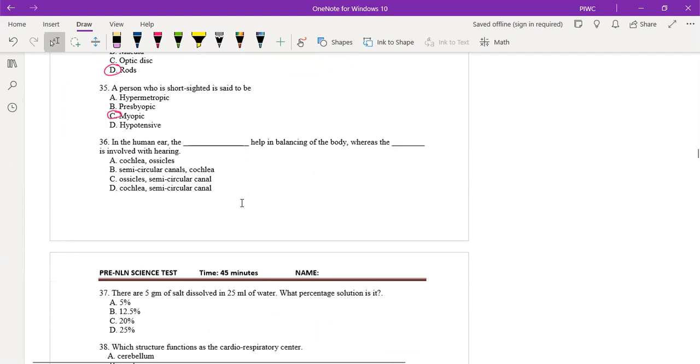36. In the human ear, dash help in balancing of the body, whereas dash is involved with hearing. So balancing has to be either the semicircular canals or the vestibule. We have the semicircular canals here, and then the cochlea is for hearing. So it has to be B.